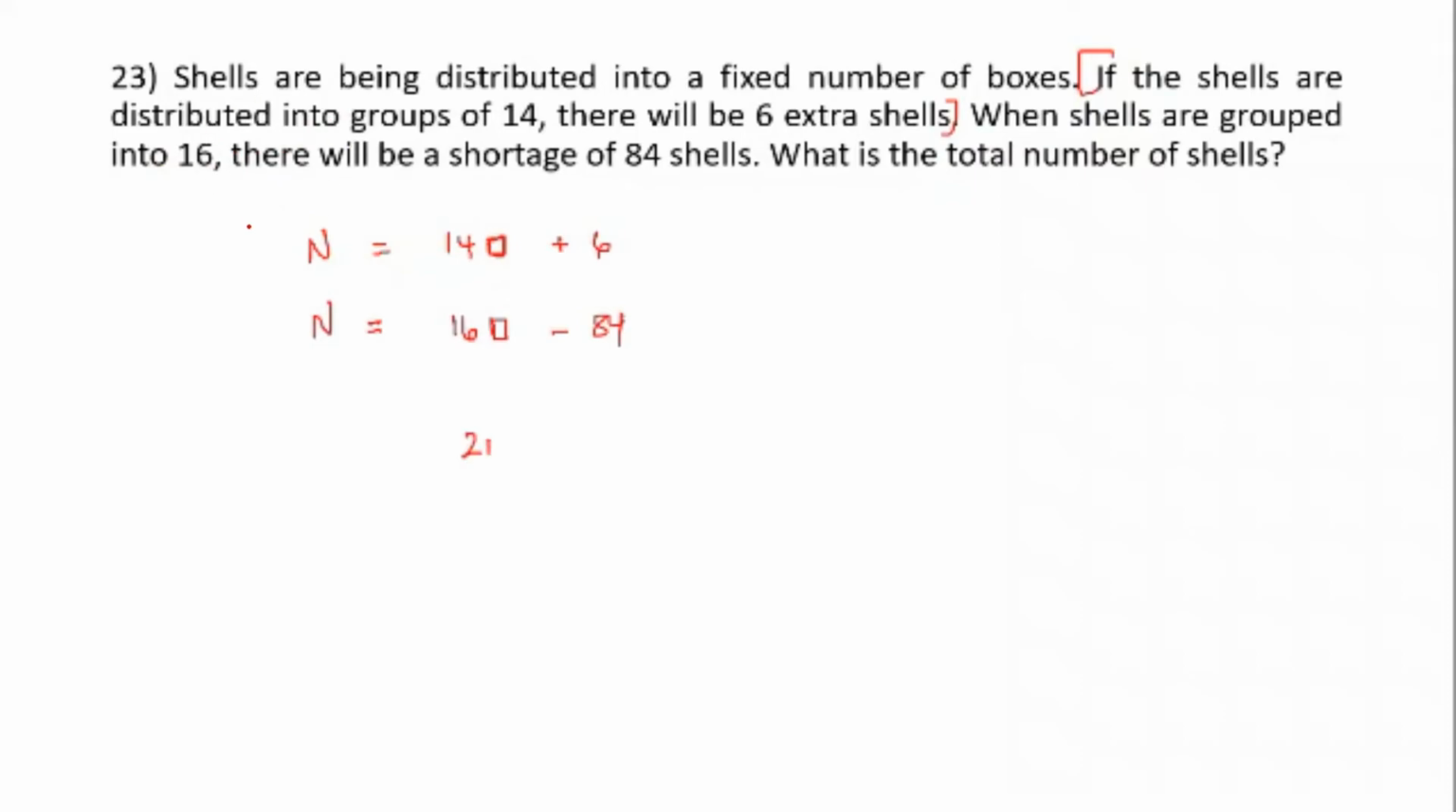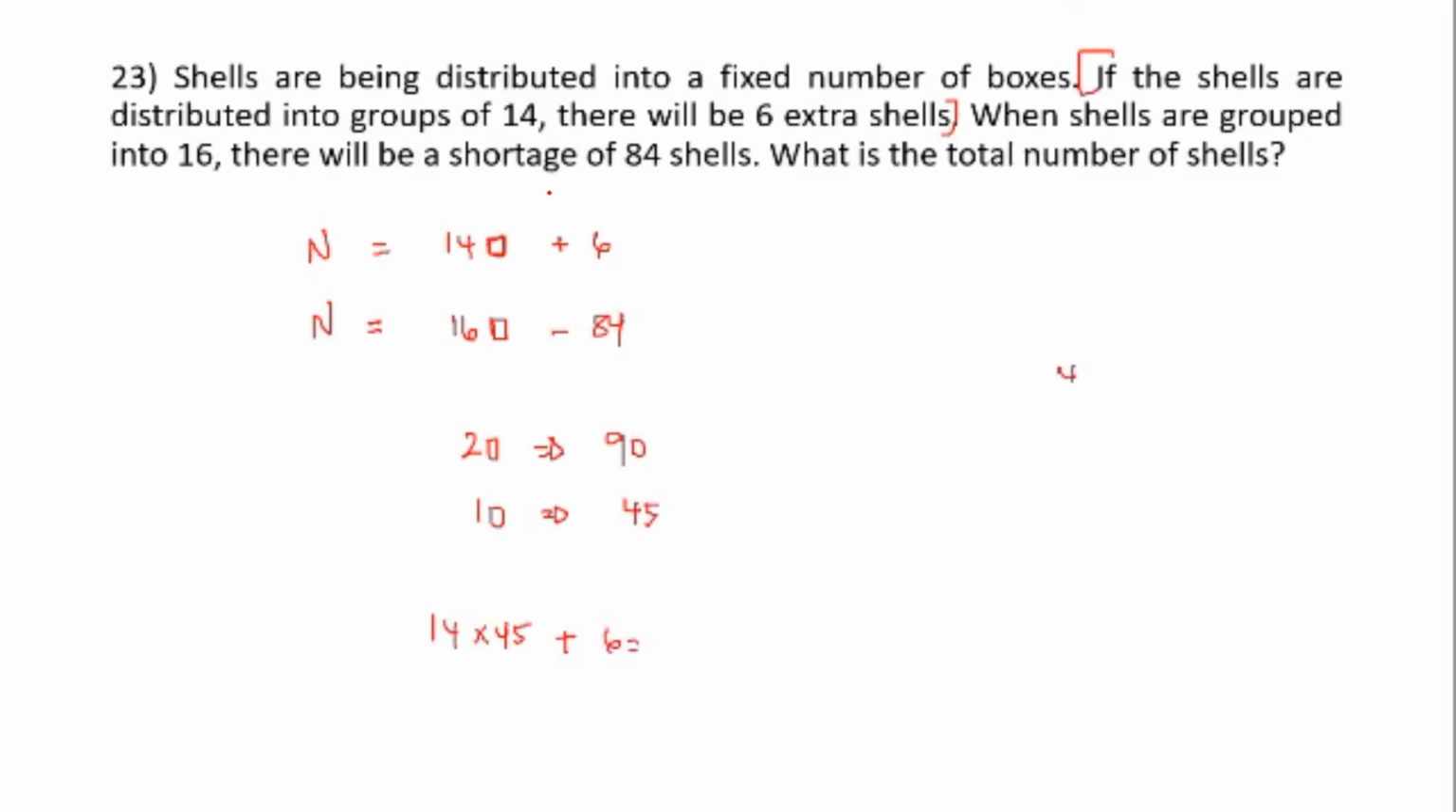The difference is 2 units, and that is equal to 90 shells in the difference, right? One is plus 6, the other one is 84 short. So 1 unit here is equal to 45. So now what can we tell? The question is asking us to get the total number of shells. So we can say 14 times 45 plus 6.